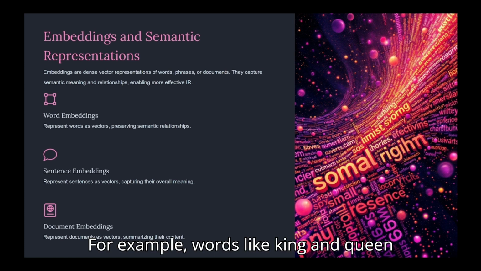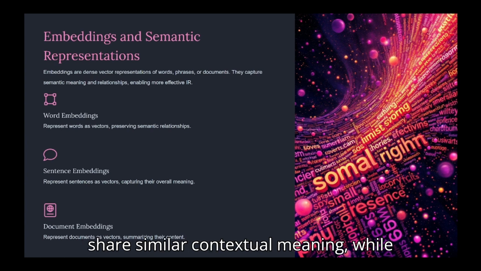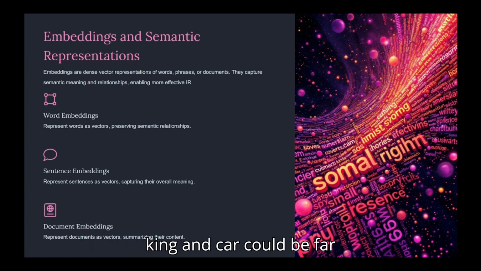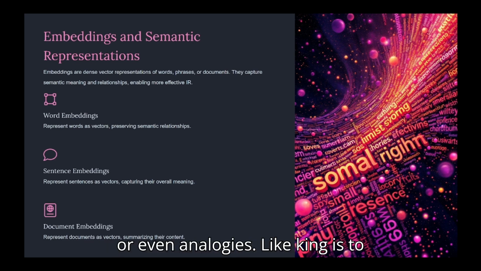For example, words like king and queen are mapped closely together because they share similar contextual meaning, while king and car could be far apart. This spatial arrangement enables the model to recognize relationships such as synonyms or even analogies like king is to queen as man is to woman.